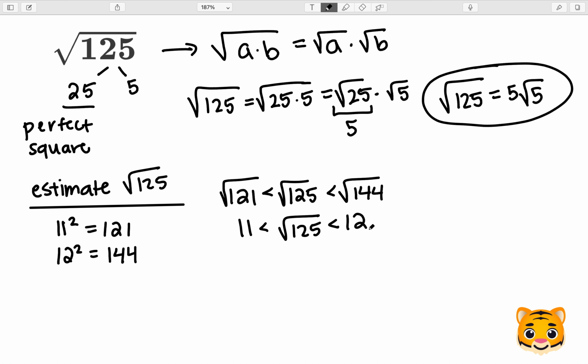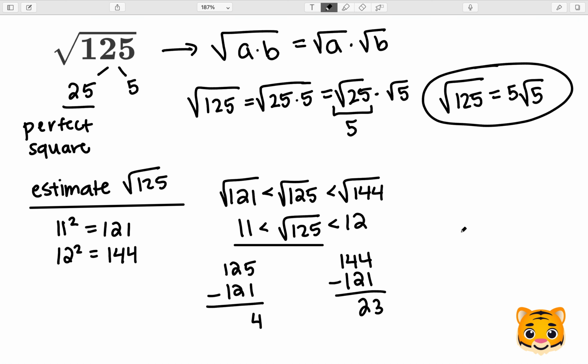In order to find the value closest to the square root of 125, we will find the difference between 125 and our perfect squares by subtracting. So we will do 125 minus 121, which gives us 4, and then 144 minus 121, which gives us 23. We can therefore see that 125 is closer to 121, so the square root of 125 will be closer to 11. We can then estimate the square root of 125 as approximately 11.